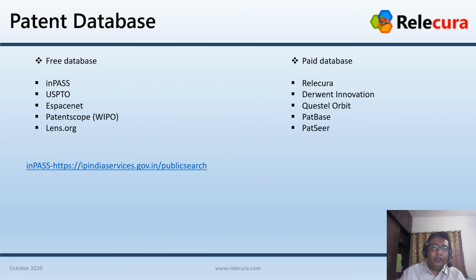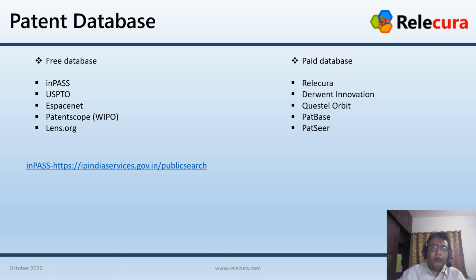Okay, so we talked about patent searching. Now we will talk about patent databases. We have both types of databases available: free databases and paid databases. Every patent office has its own patent database where we can search that country's or jurisdiction's patents. eSpaceNet provides patents from most jurisdictions where you can go and search. Patent Scope WIPO also provides lots of jurisdiction patents where you can search.